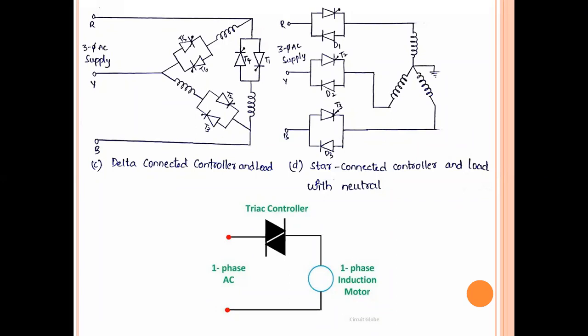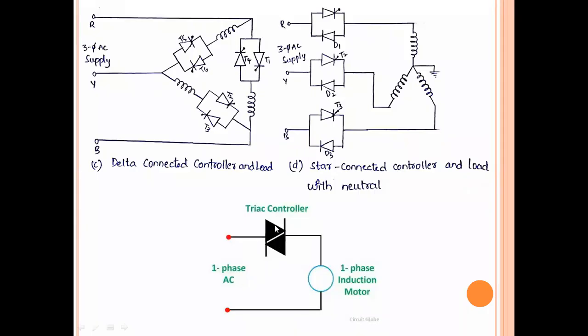In domestic fan motors, which are always single phase, in our homes, we have seen single phase fan motors controlled by single phase triac voltage controllers. This is a simple circuit diagram of a triac controller for a single phase induction motor. Speed control is obtained by varying the firing angle that is given to this triac.